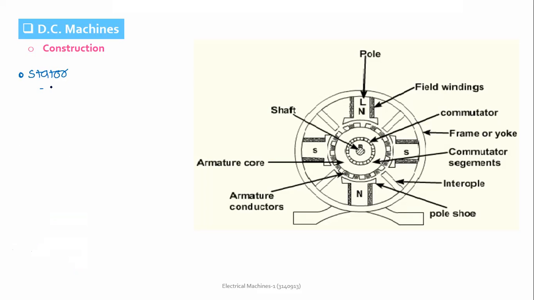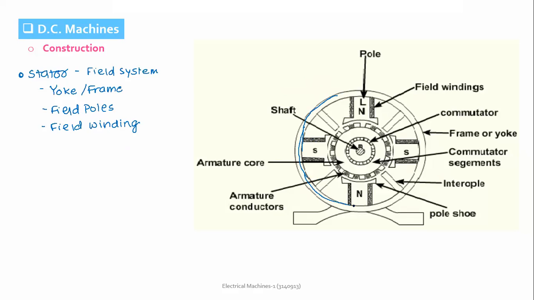So the parts of the stator are generally the field system, yoke or frame, field poles and field winding. This will form the part of the stator. Here you can see this one is the yoke or frame, the body of the machine.